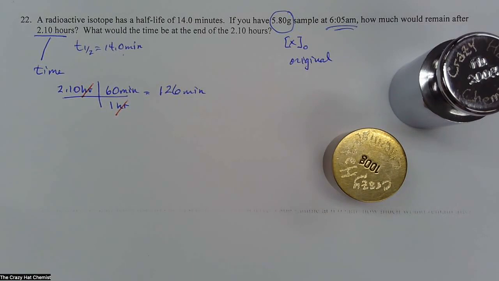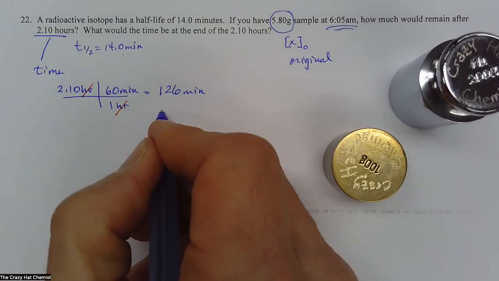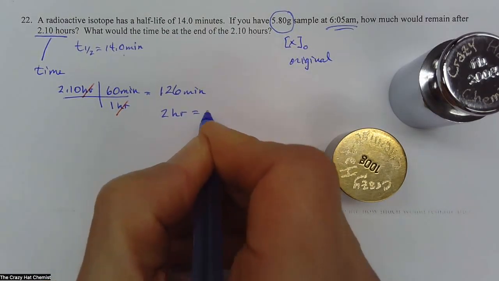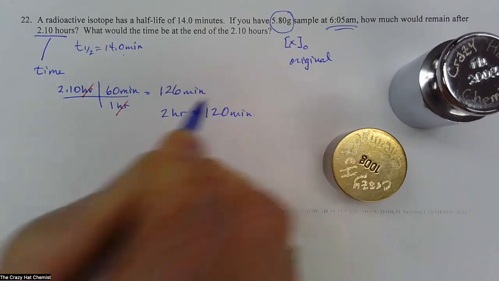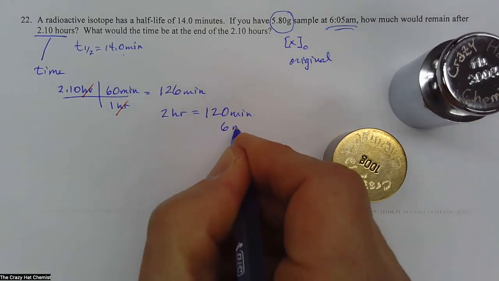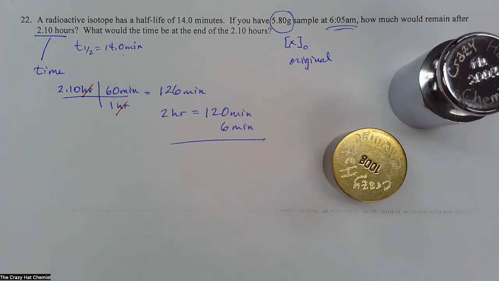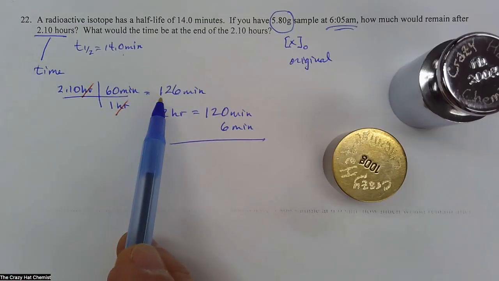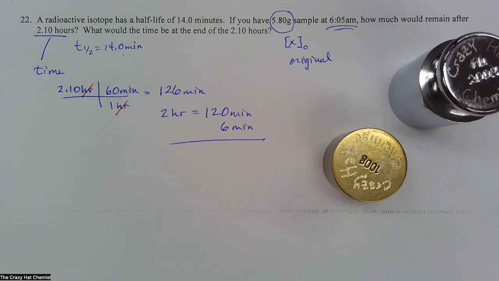And from that 126 minutes, then we have the number of hours within this. So we know that 2 hours is equal to 120 minutes. Hopefully you're good with that. All right, and so this is really 2 hours and 6 extra minutes to give our total 126-minute time period. So we can actually figure out what time it will be at the end of the 2.10 hours. It's not 2 hours and 10 minutes. No, it's 2 hours and 1/10 of an hour.